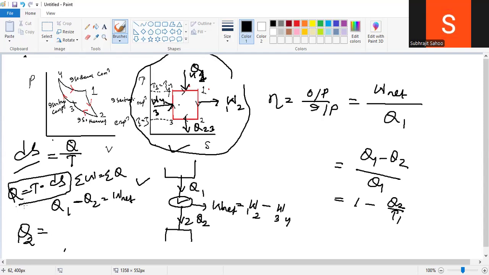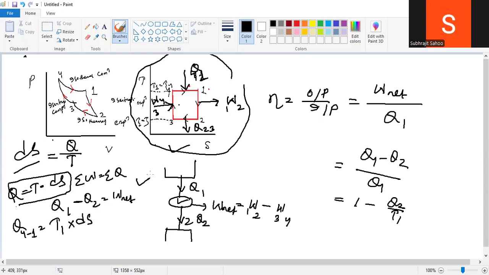So Q, this is 4 1, right? Correct. 4 1 or 1 4. Then Q 4 1, Q 4 1 become, sir, temperature observe. T1 equal to T4. You can write here T1 also or T4 also, into ds, right? Into ds. Formula is what? T into ds or not? Into ds. Observe, sir, ds.